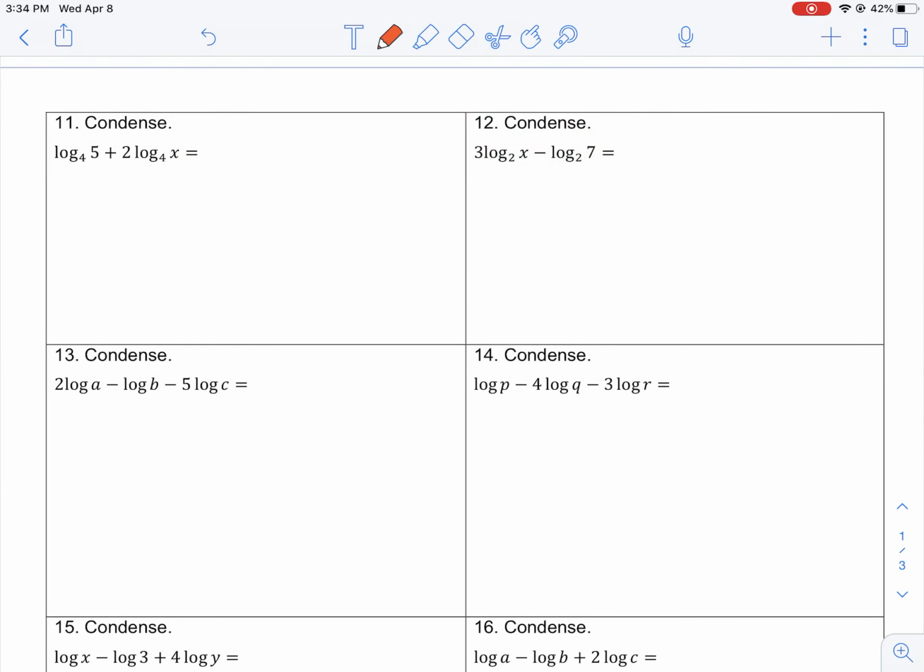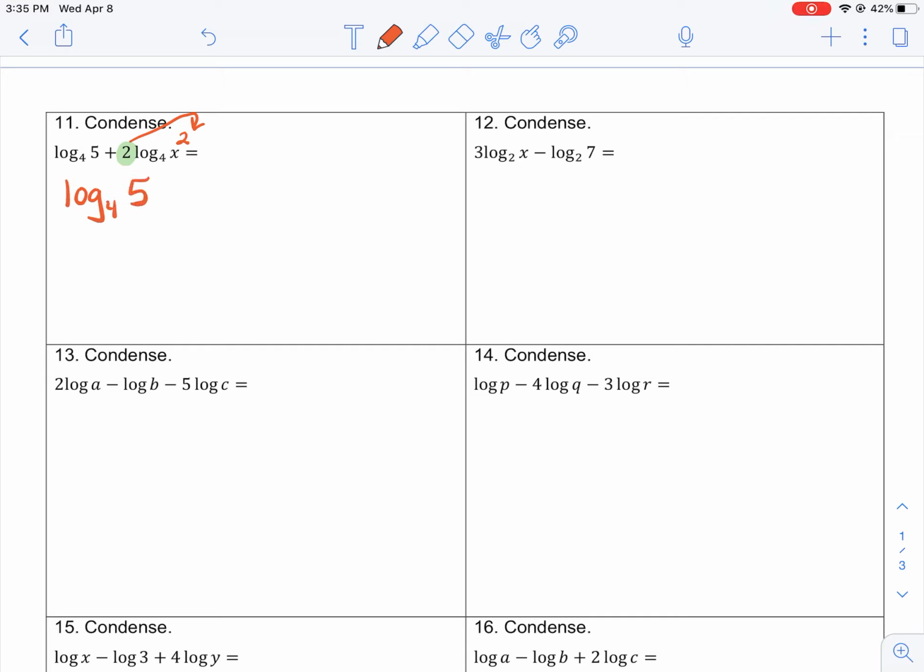Okay, so now we're going to talk about condensing. So when we condense, we're using the same properties we just talked about with expanding, but we're going to smush our terms together. So the key to condensing is that we can only use the word log once in our final answer. So the first thing you want to look for is any numbers out in front of the word log. Okay, those numbers become exponents. So this 2 is going to come up here, and that second term is going to be log base 4 of x squared.